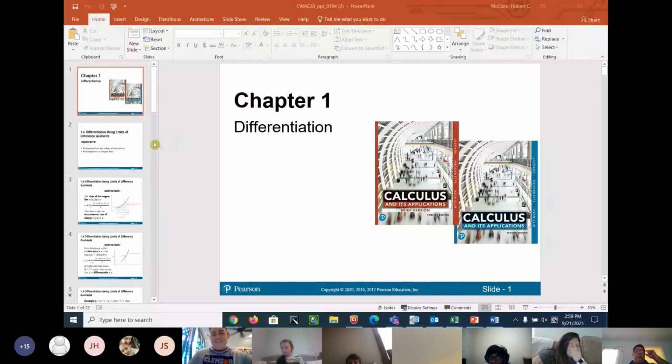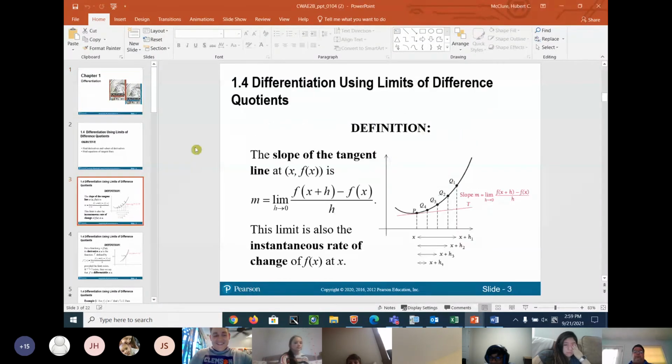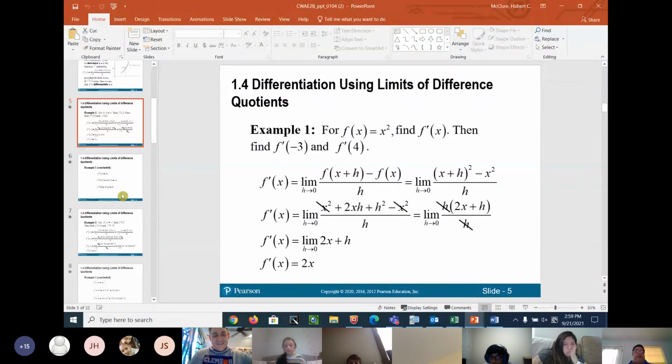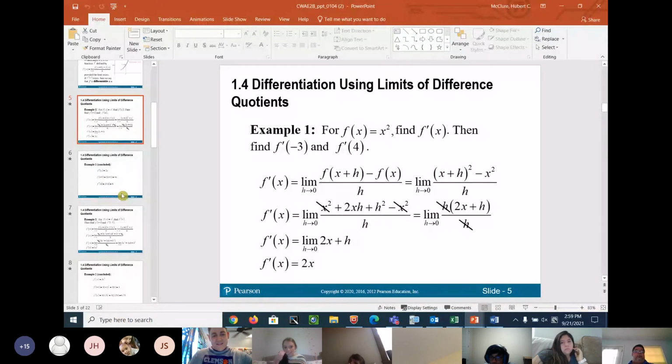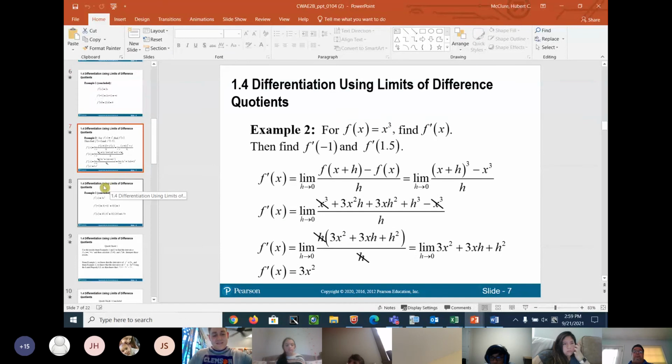Yeah, there's a difference quotient. And they're showing you everything that I've been showing you. So I'm just seeing, now there's one right there. If you ever have to do a cube, let's do a cube, because y'all haven't done a cube. So let's do a cube.